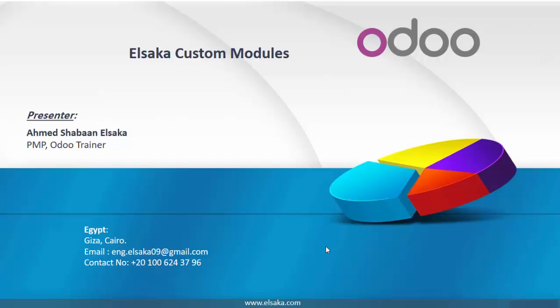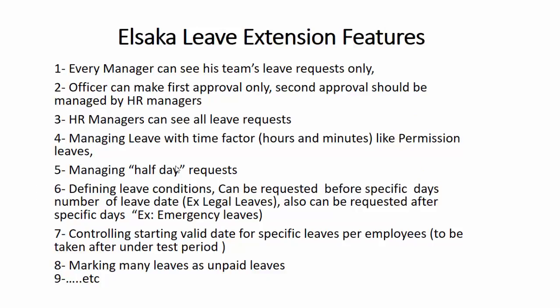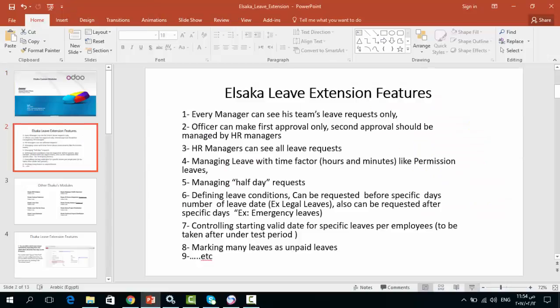We customized many modules based on the Odoo HR module. One of these modules is the Elsaka leave extension. With this feature, every manager can see the leaves of his team only. The officer can make the first approval only, but the HR manager can make the second approval, and the HR manager can see all the leaves. Also, we customized it to make two types of leave. One type can be requested by day, and another type can be requested by hours or minutes. And we add a new option for half day, so anyone can use a half day checkbox. We will see that. Let's go to the demo directly.